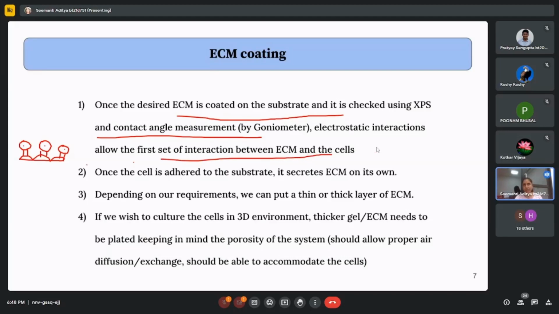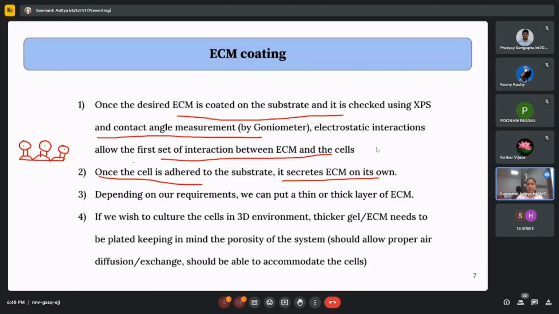So that will be the initial binding force that will cause the cells to get attached to the substrate. Once the cell is attached to the substrate, the cell itself will start secreting ECM of its own. Now that the cell secretes ECM of its own, more and more cells which were not initially bound will also start getting attached to the substrate and adhered.